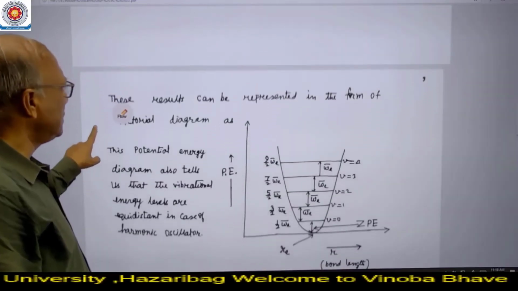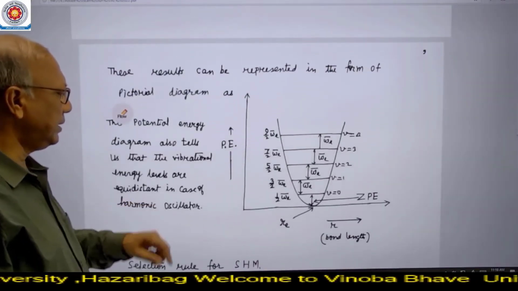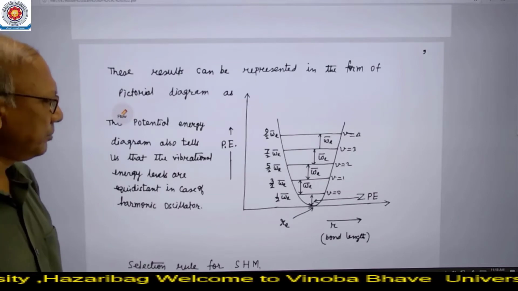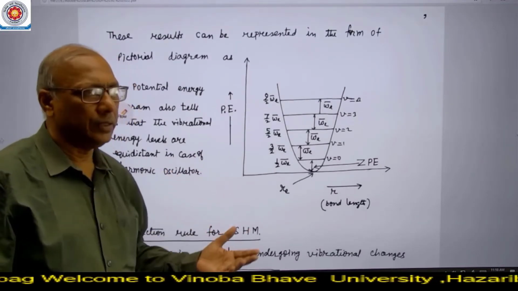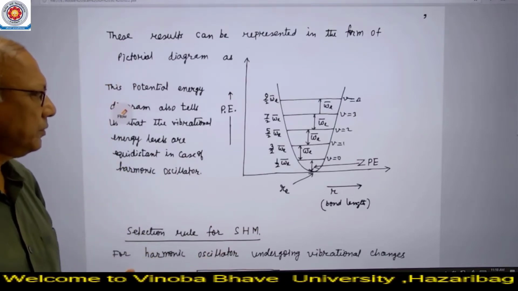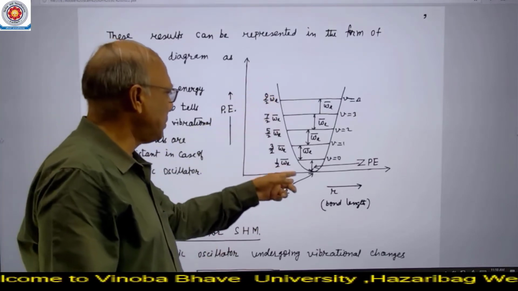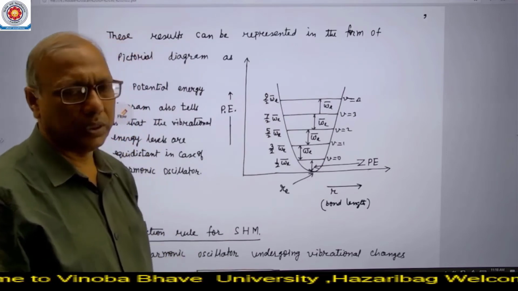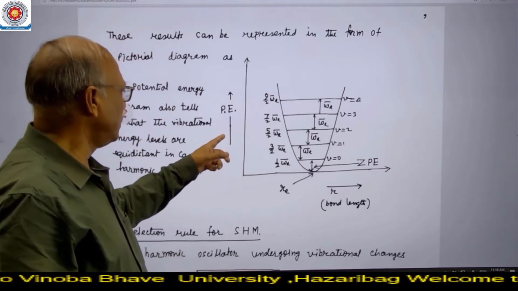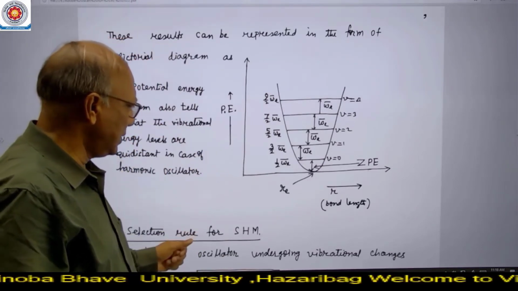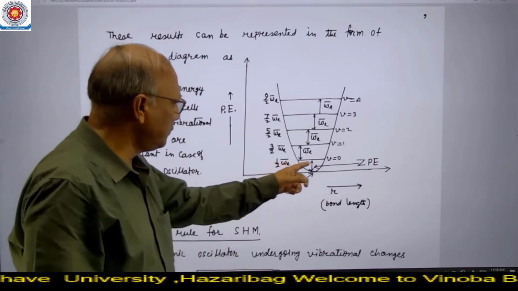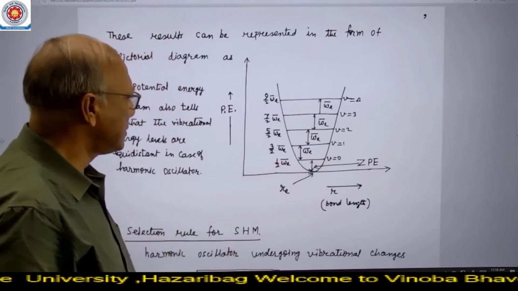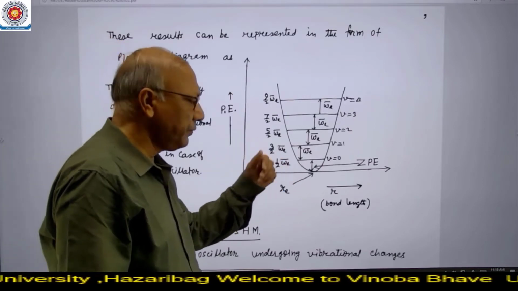If these results are represented in the form of a pictorial diagram, we get this type of diagram. I have already discussed that the nature of the potential energy curve will be like a parabola, so it is a parabolic nature of the potential energy curve. Here on the y-axis it is potential energy, and on the x-axis it is the bond length, and these are the values of energies which are obtained for different energy levels.